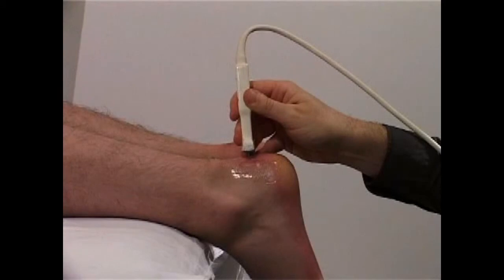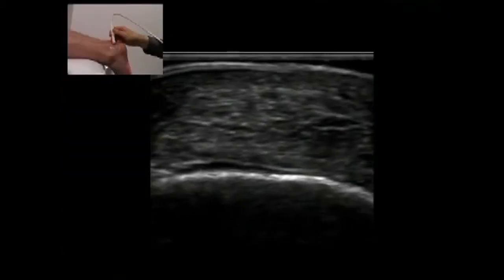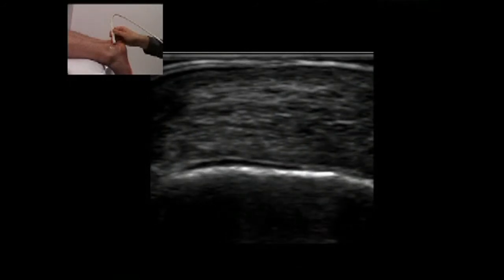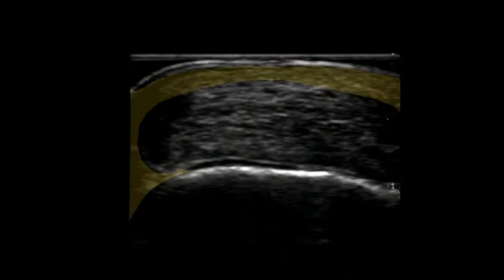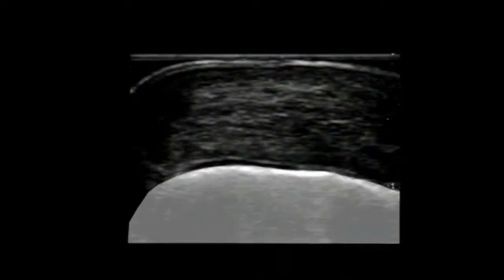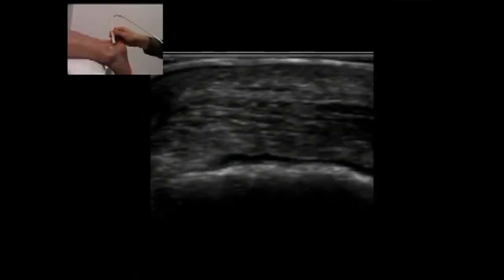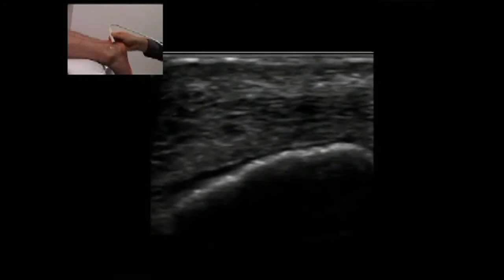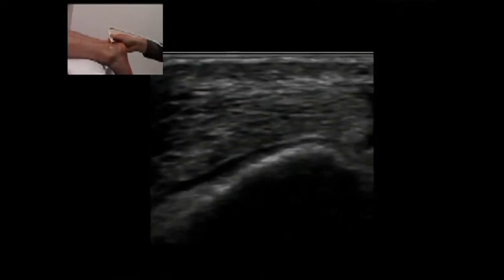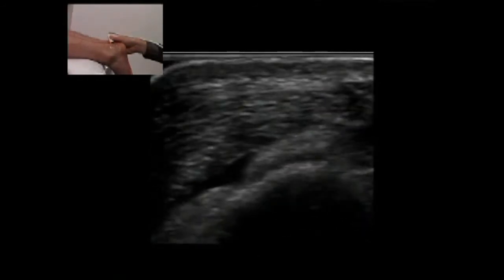The patient lies prone with foot overhanging the end of couch. The probe is placed transversely across the posterior aspect of the calcaneum. Skin, subcutaneous fat, Achilles tendon, and calcaneum are observed. To examine the Achilles tendon, the probe is moved from medial extremity to lateral extremity and panned distally and proximally.